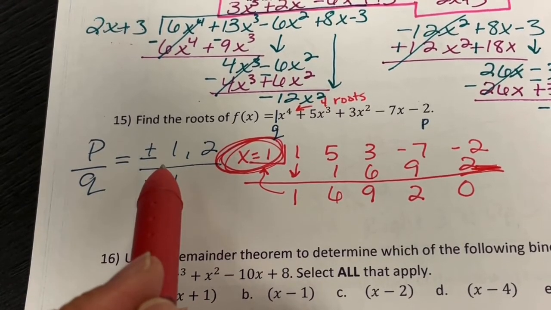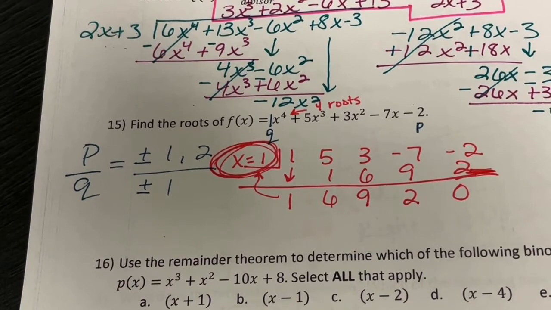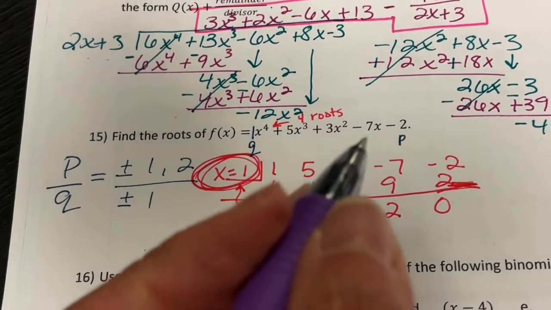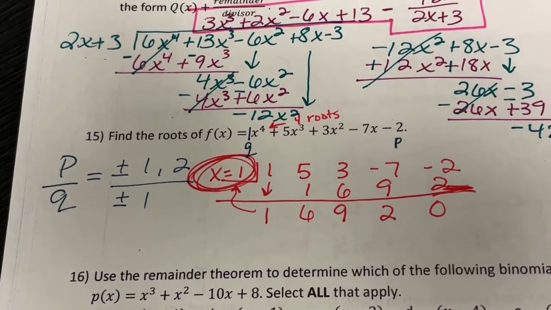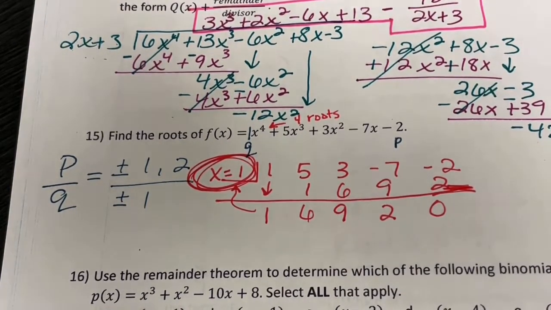The next number that's going to work is going to end up being a negative 2, I think. Let me double check. This is number 15. Because I don't have a lot of room to work here, I don't want to show you my work on trying all the different numbers. Yeah, it's a negative 2.